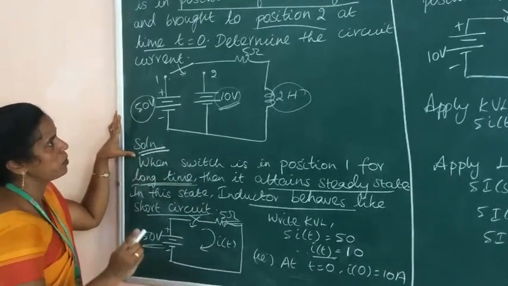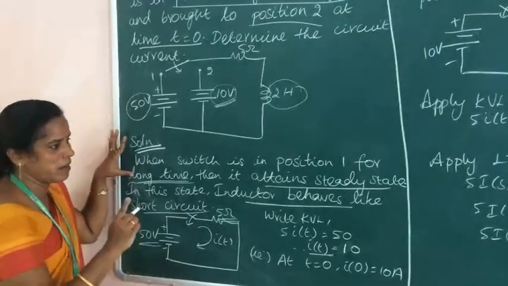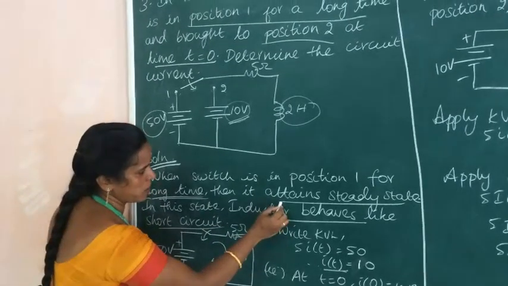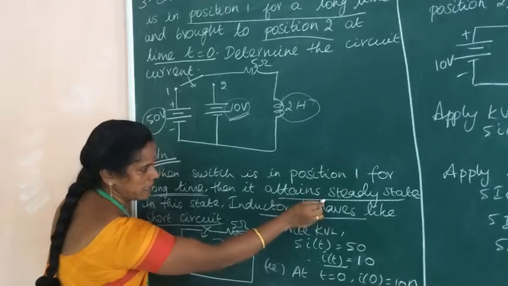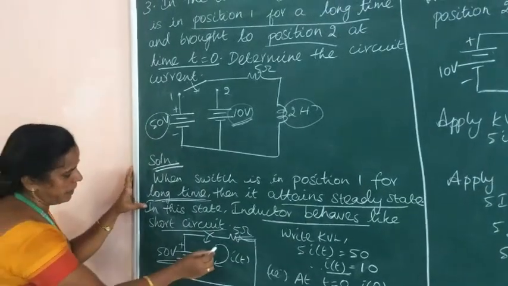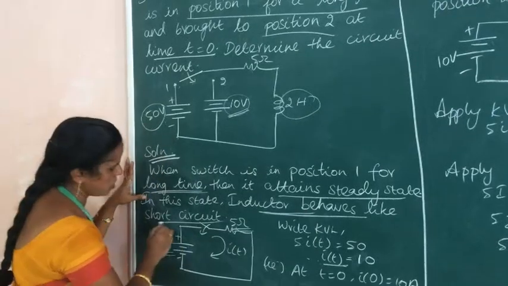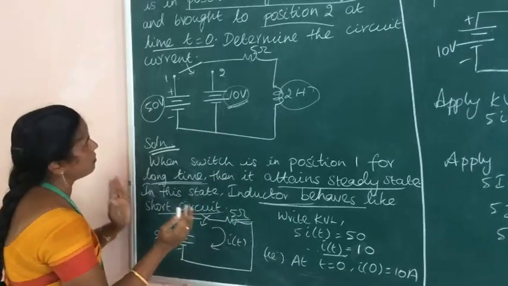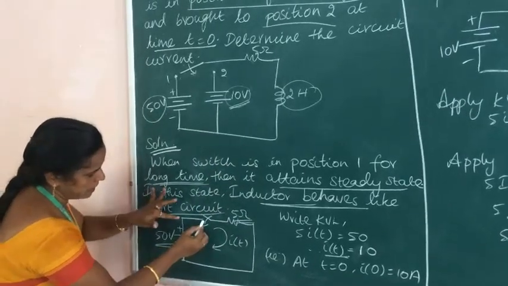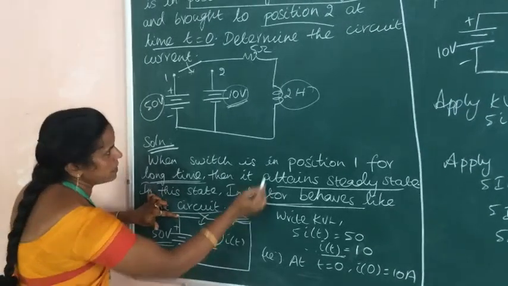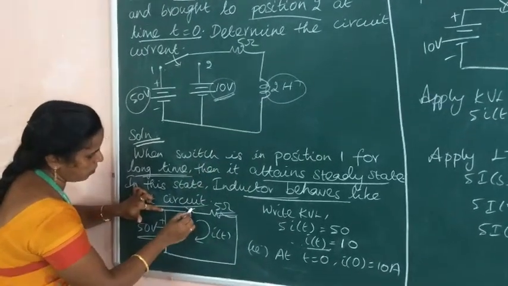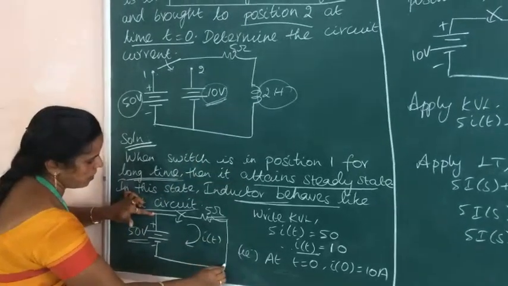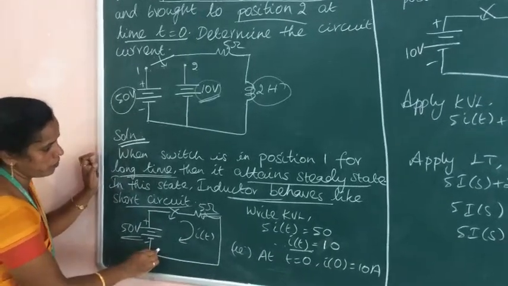What is given? The switch is in position 1 for a long time. If it is connected in a particular position for a long time, this circuit is going to attain steady state. So the current reaches a steady state value and the inductor in the circuit is going to act as a short circuit. So you can redraw the given circuit for the first case as 50 volt, which is connected in series with 5 ohm alone. Since the switch is closed at one position for a long time, this 2 Henry is going to act as a short circuit. So this is the simple circuit we have got for the first position.